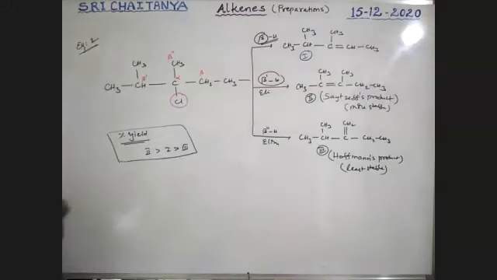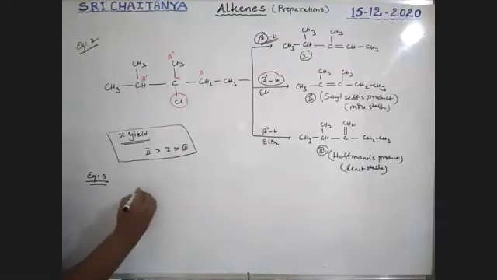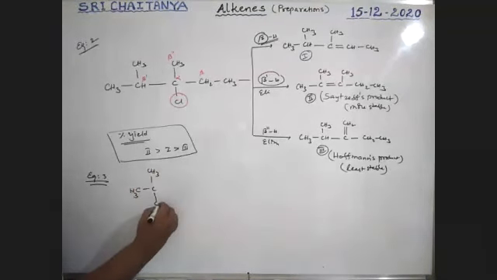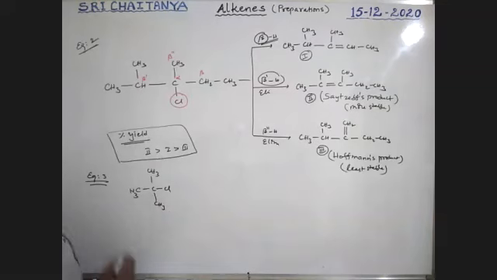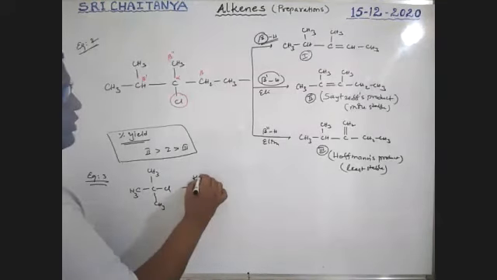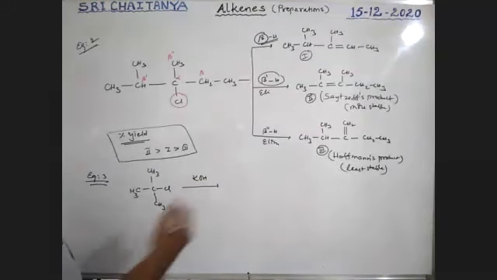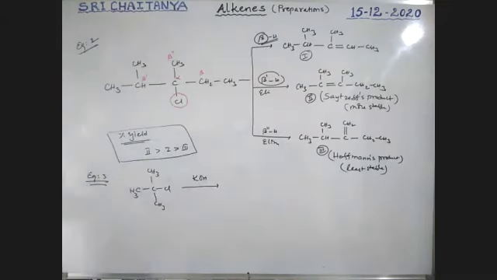Next, example 3. See here, tertiary butyl chloride with KOH, which is nothing but a strong base, boys. Now what is the product? If KOH is used, no doubt elimination takes place.